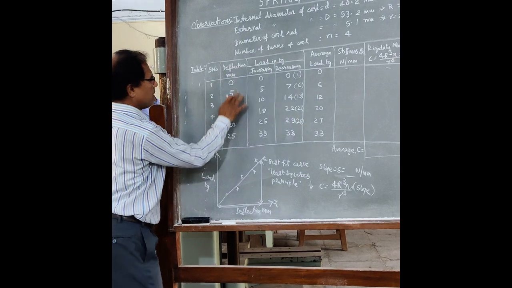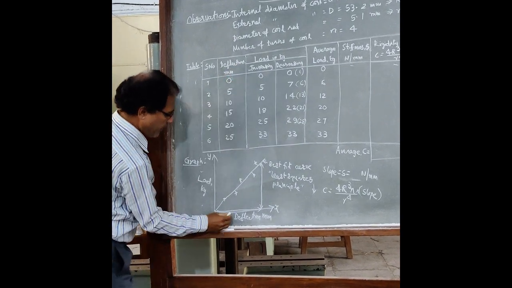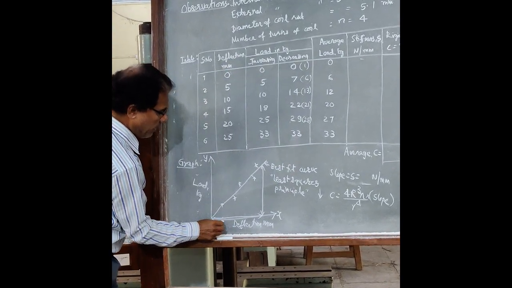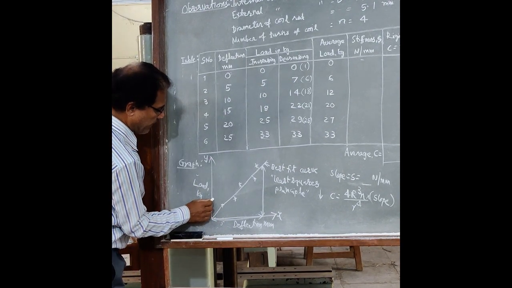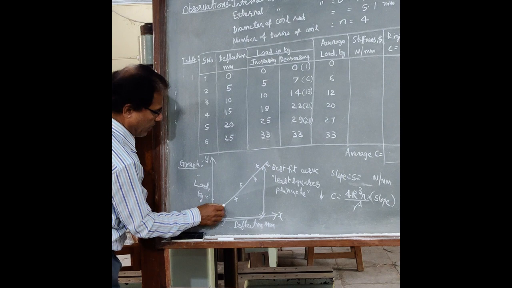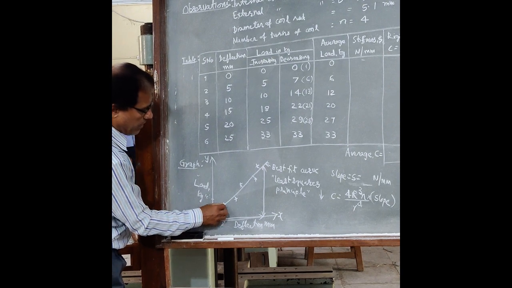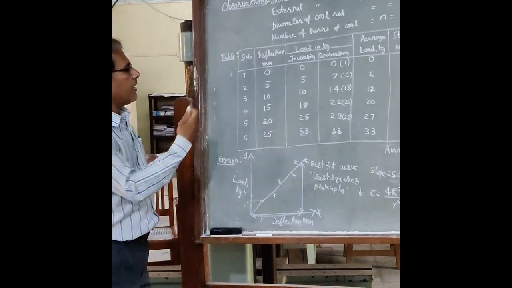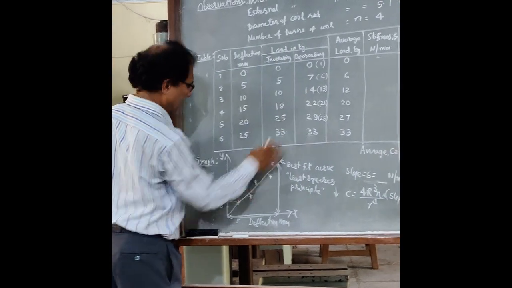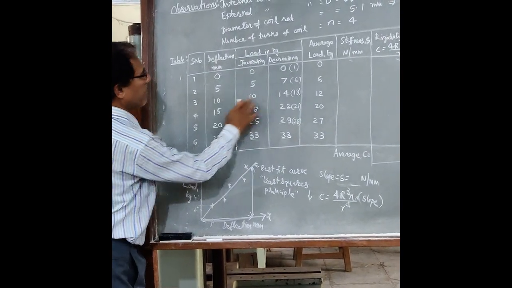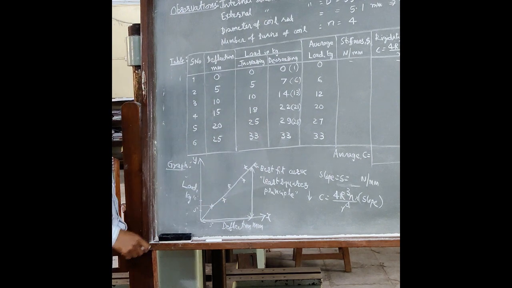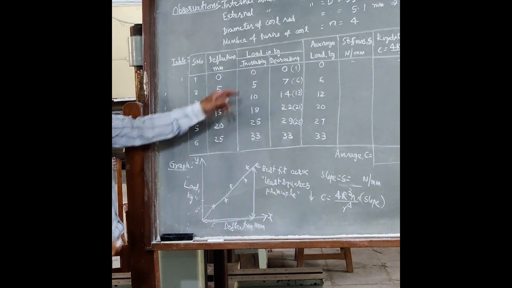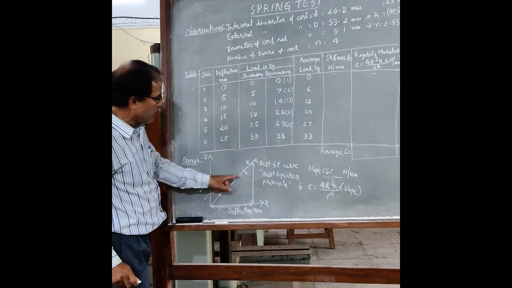Now you just note down: for 5 mm deformation I have a 7 kg load. Here this is 5, this is 10, right? Therefore, where is the 7? I have just marked it as the first point. Likewise, you mark the other points. Corresponding to 10 mm the load is 12 kg, and like that I have marked all the points. There are 5 sample points: 1, 2, 3, 4, 5.